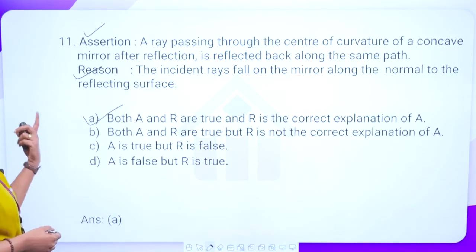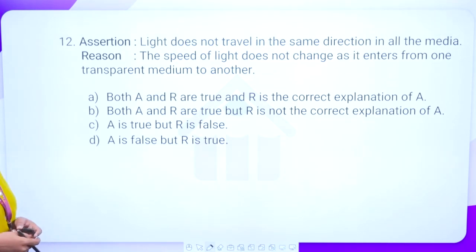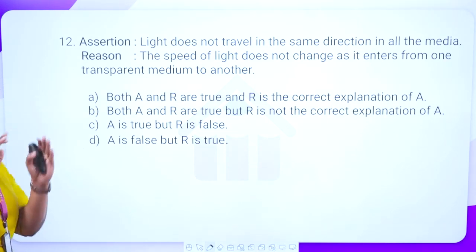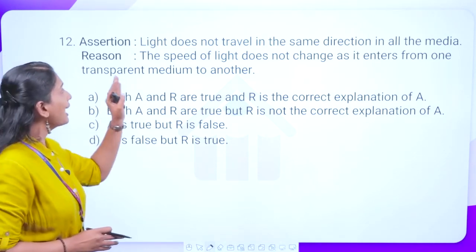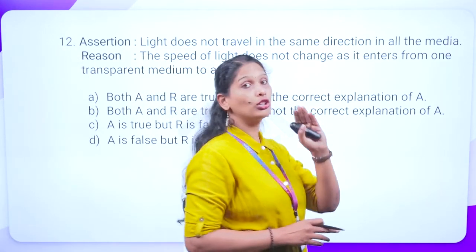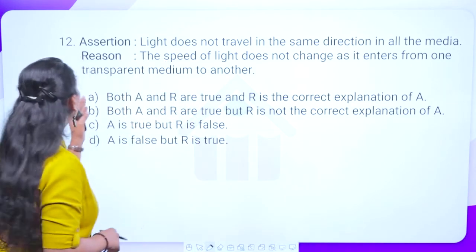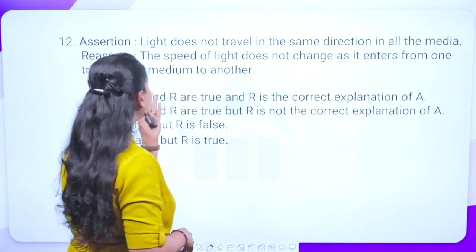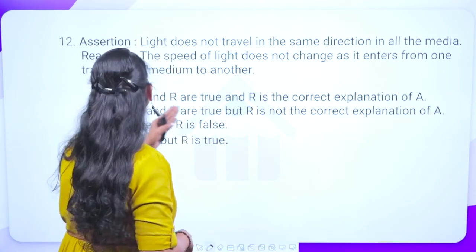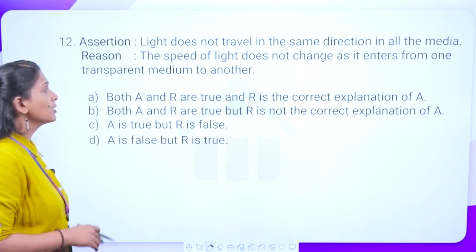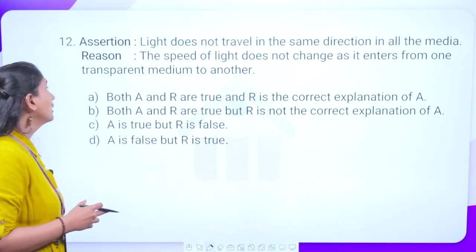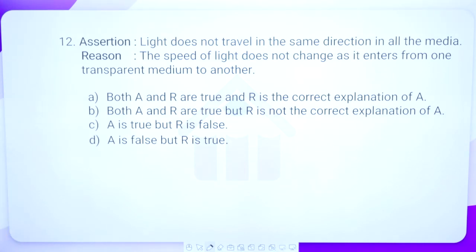Now let's see the second question here. From this onwards, you will be giving the answers. I won't be giving the answers. The assertion is: light does not travel in the same direction in all the media. And the reason given is that the speed of light does not change as it enters from one transparent medium to another. Now you have to find what will be the answer, and please do write it as 12A, 12B, etc.